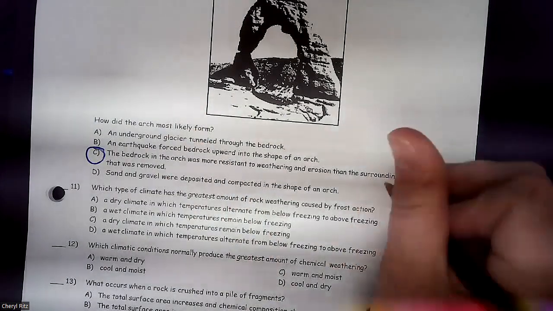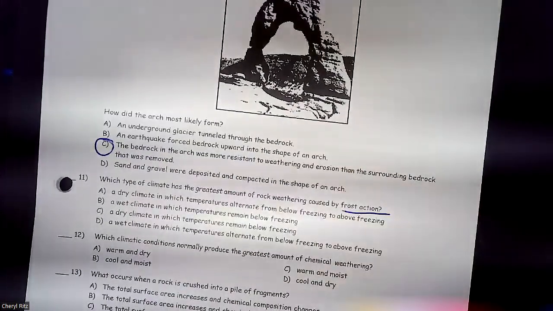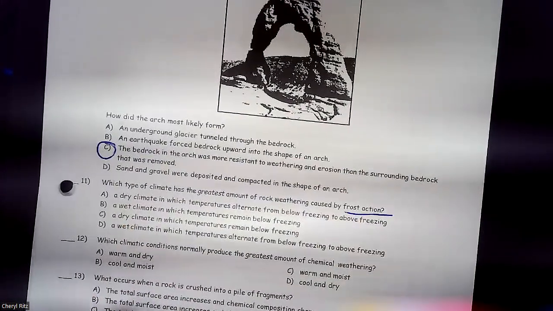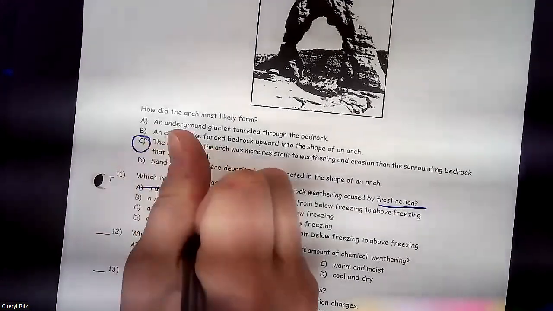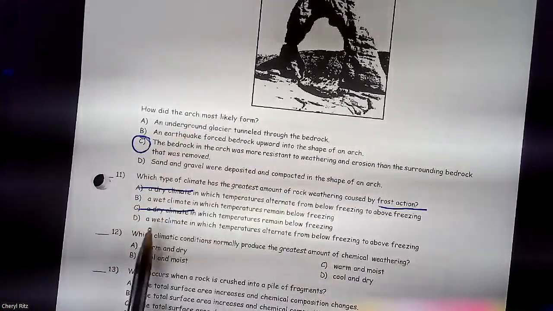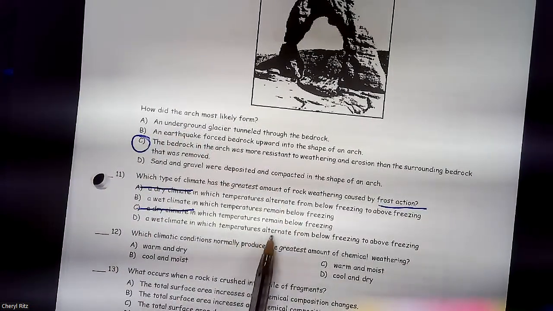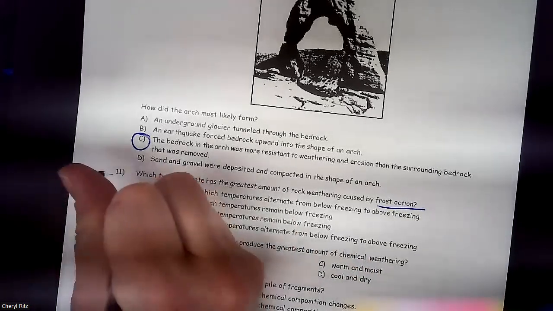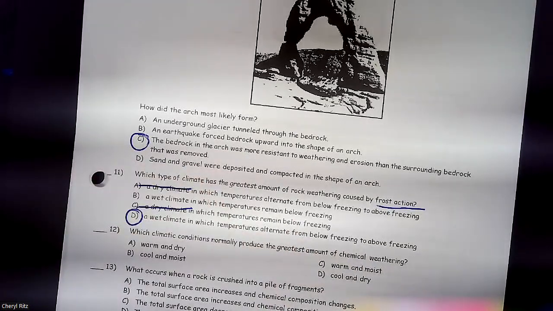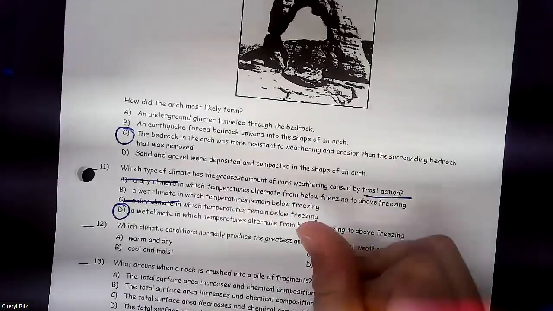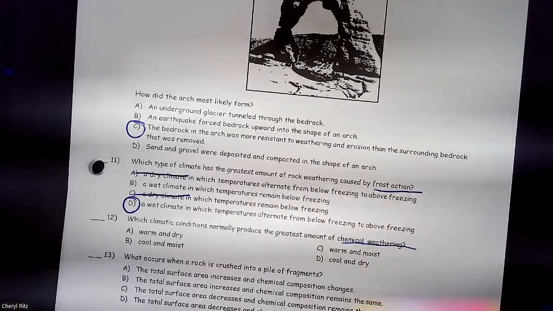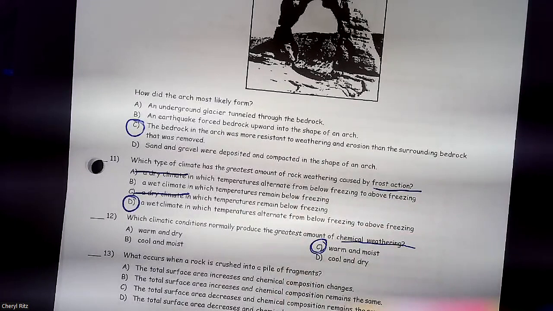All right, what type of climate has the greatest frost action? So first of all, do we need dry or wet climate? Wet. I get rid of the two dry. So then we have wet climate in which temperature remains below freezing, or wet climate in which temperature alternates from below to above freezing. We have to have that alternating. It has to melt, then refreeze in a crack, make the crack bigger, then melt again, get more water, freeze again. All right, we want chemical weathering, best climate. Warm and moist, answer C.